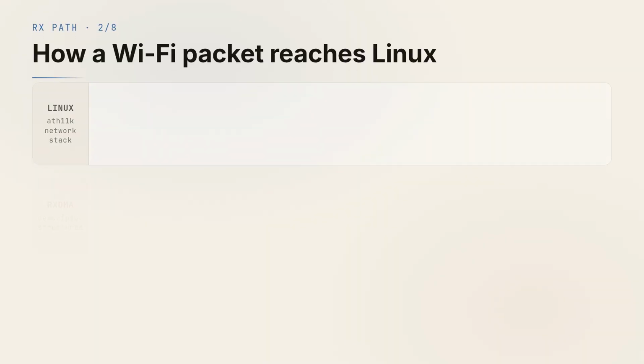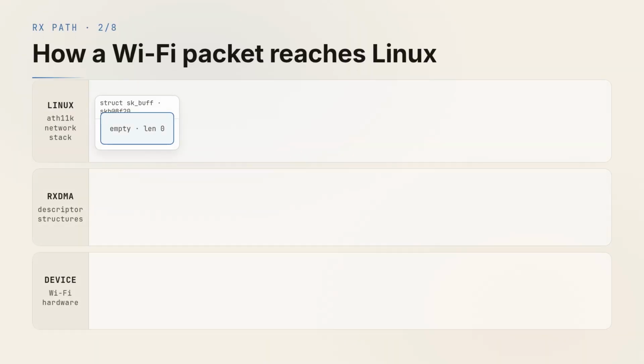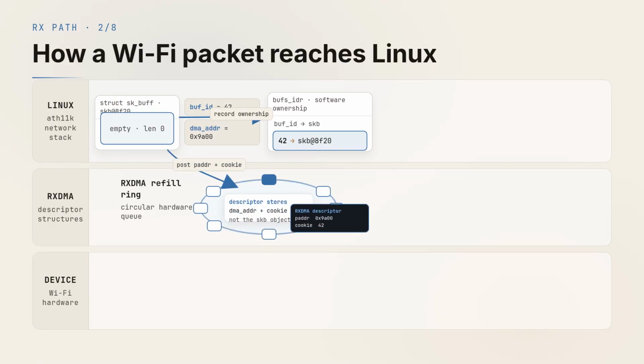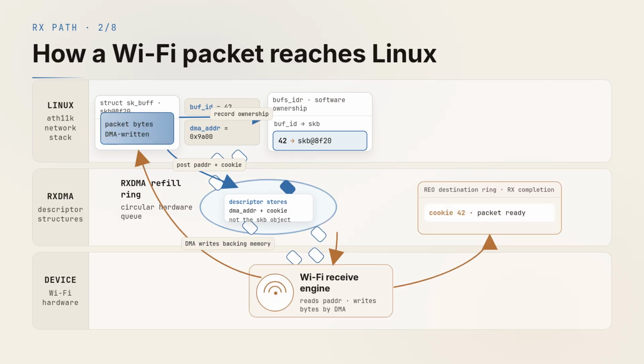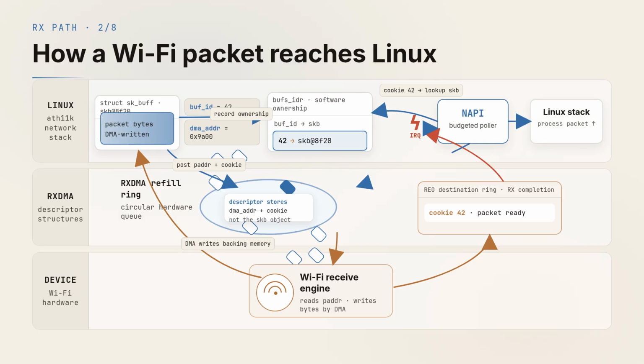To receive a packet, ath11k allocates an empty socket buffer, DMA maps it, records its ID, and posts its address into a circular RxDM, a refill ring. Hardware fills the buffer and reports completion. An interrupt schedules NAPI, Linux's budgeted network poller, which reaps packets and replenishes the ring.